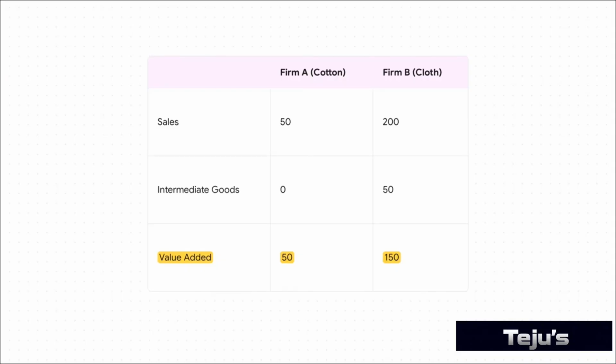Firm A, the farmer, didn't have any material costs. They just grew the cotton. So their value added is their total sales, $50. Now Firm B, the cloth maker, they sold $200 worth of cloth. But remember, they spent $50 on the raw cotton. So their unique value added is 200 minus 50, which is 150. You add them together, 50 plus 150, and the total GDP for our tiny economy is 200.